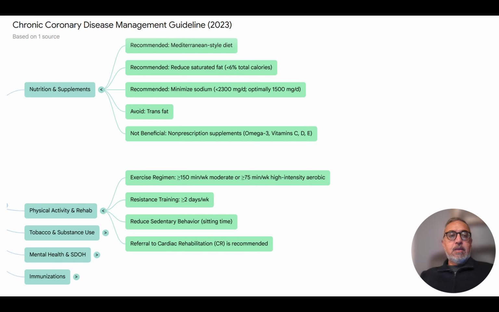All right, today we're going to dive in. So for nutrition and supplement management, we recommend a Mediterranean style diet.